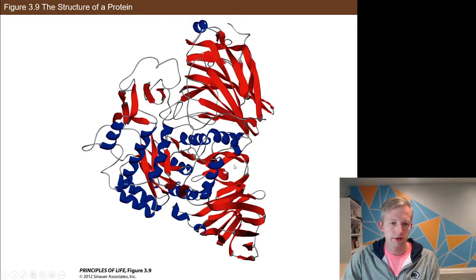So here's a good representation of that. This just looks like nonsense, I know, but it's representing the beta pleated sheet, which is secondary structure, the alpha helix, which is again secondary structure, and then nondescript amino acids, just all in a tangled, jumbled mess.